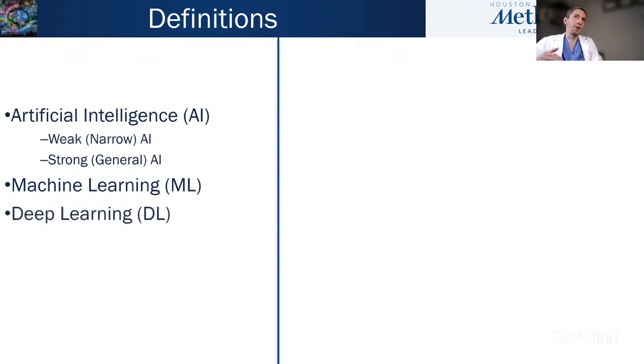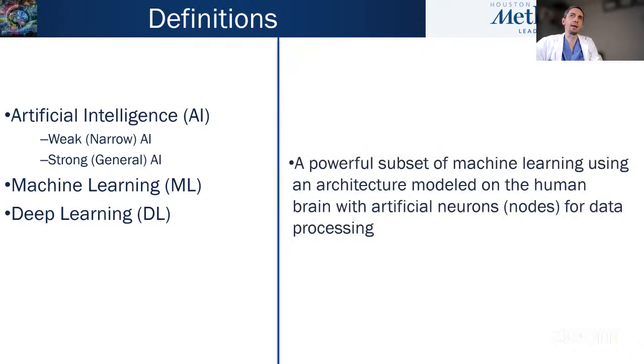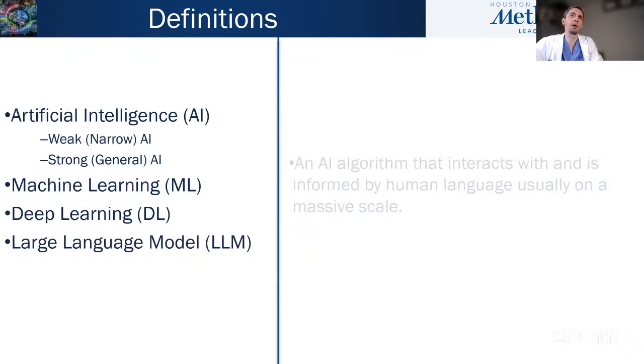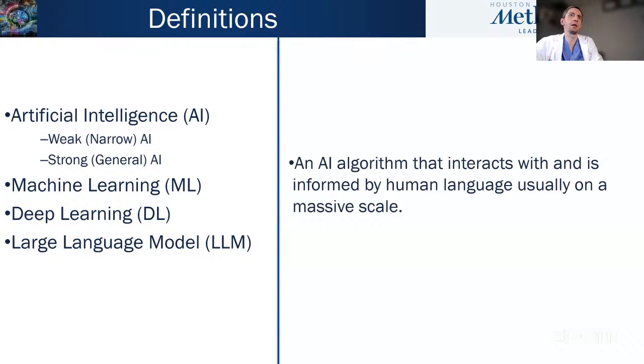And then a further subset of machine learning, which I think at least one of our presenters will discuss, is deep learning, and that's the use of a special architecture that's actually modeled after the human brain to enable even better learning in computer and mechanical systems. And then finally, there's the concept of a large language model, which is an algorithm that's informed by and interacts with human language, typically on a massive scale. These are the chatbots, ChatGPT, that are becoming more and more popular with time.